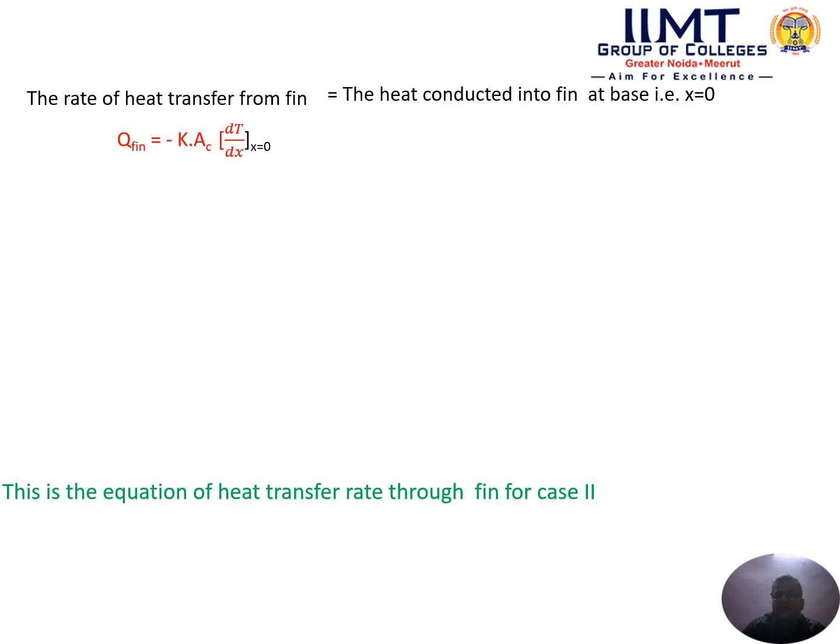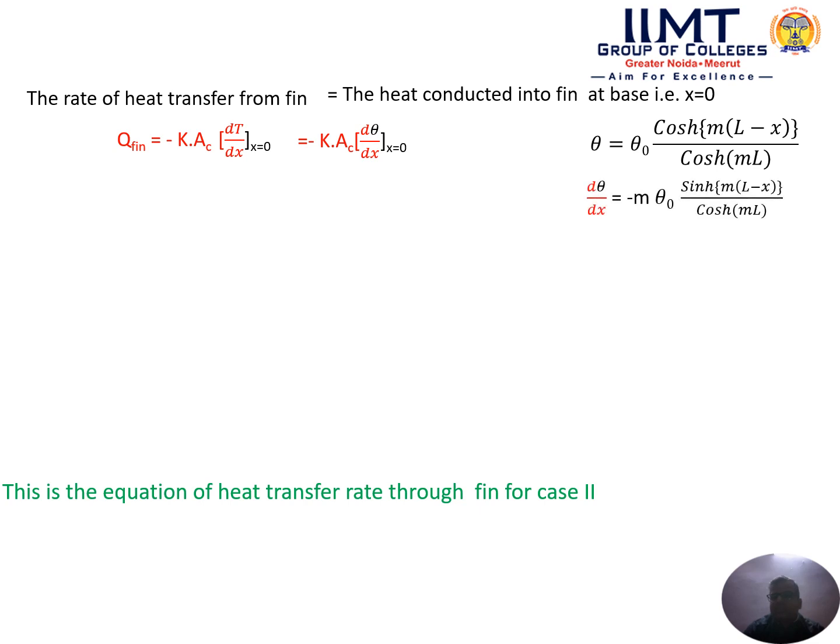Here again we have to calculate dT by dx at x is equal to 0, but this should be calculated from the temperature distribution for case number 2. It should not be the temperature distribution for case number 1. Then we have to calculate the value of dT by dx at x is equal to 0 from the temperature distribution equation for case number 2. By differentiating with respect to x, we can easily get the value of d theta by dx.